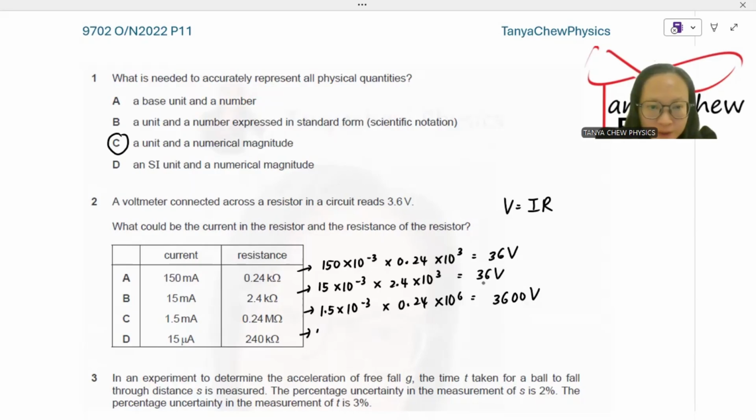What about D? 15 micro. Micro is 10 to the power negative 6 multiplies by 240 times 10 to the power 3, that is kilo. I got 3.6 volt. Therefore, the answer is D.